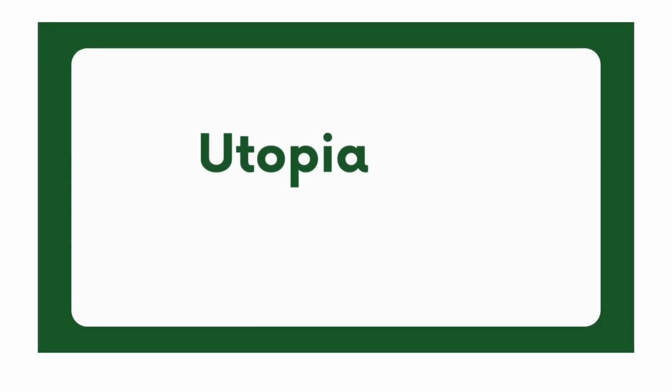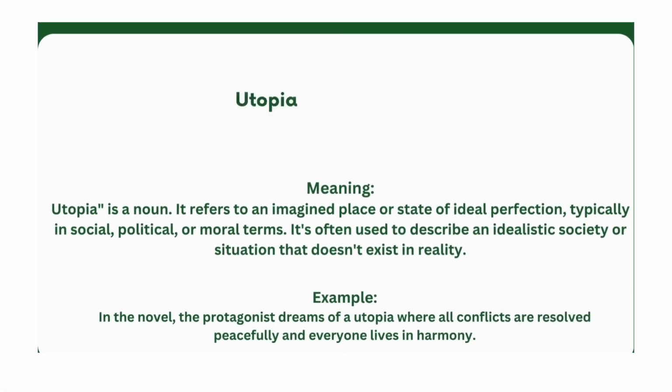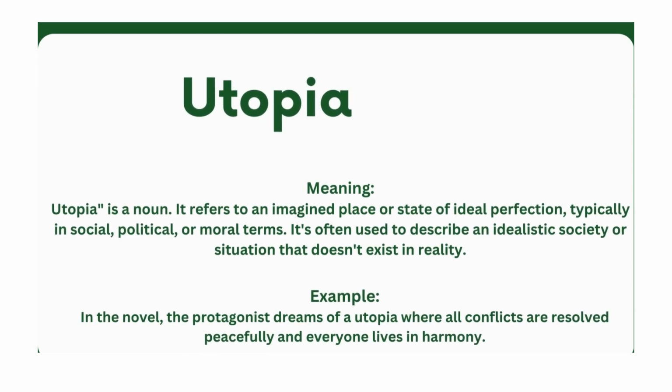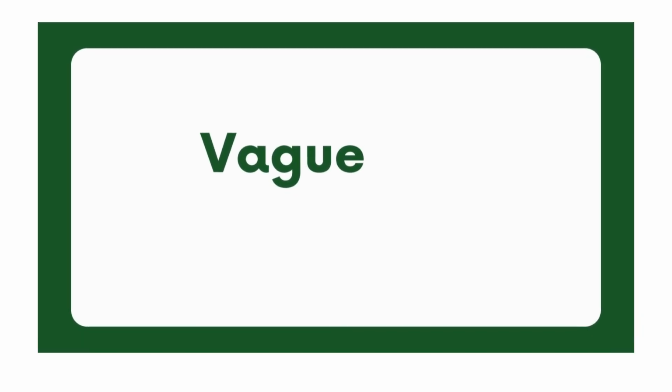Utopia. Meaning. Utopia is a noun. It refers to an imagined place or state of ideal perfection, typically in social, political, or moral terms. It's often used to describe an idealistic society or situation that doesn't exist in reality. Example. In the novel, the protagonist dreams of a utopia where all conflicts are resolved peacefully and everyone lives in harmony.